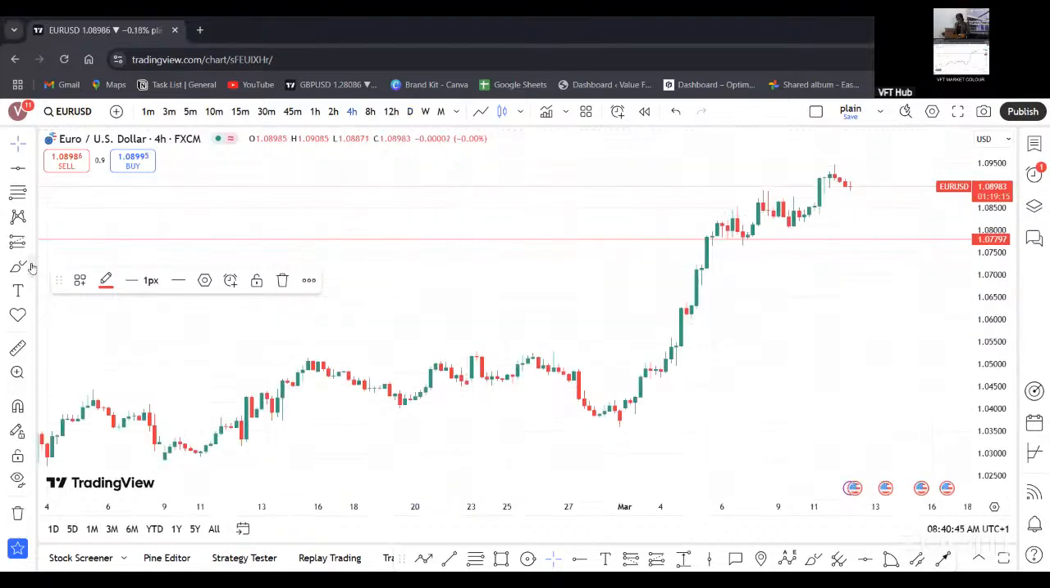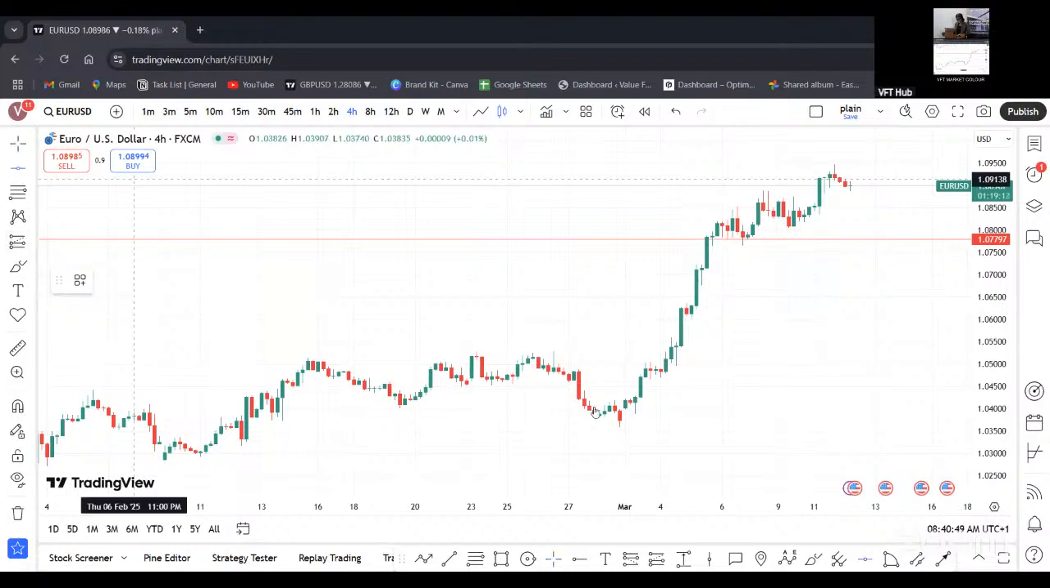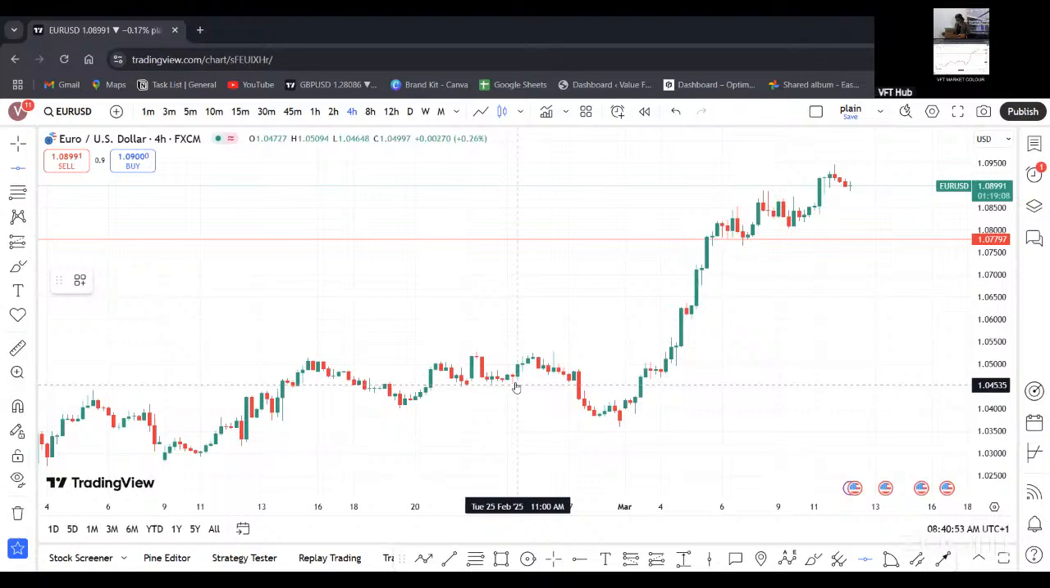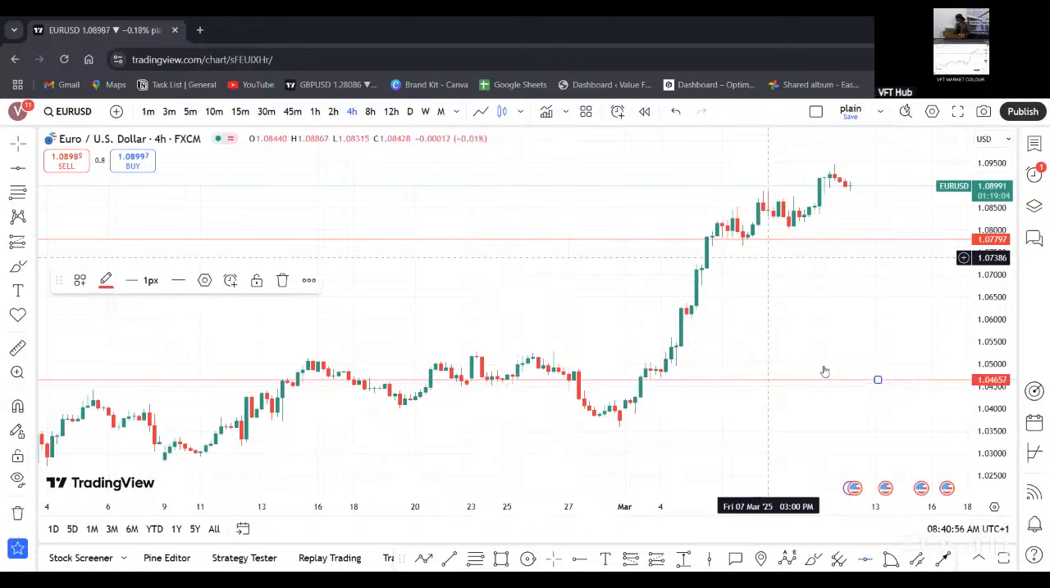And on the 4-hour time frame, I can see something pretty much interesting. The box pattern that we use for analysis during market color session. Shoulder right here, sweep, break. We want to see price retracing into 1.04657.